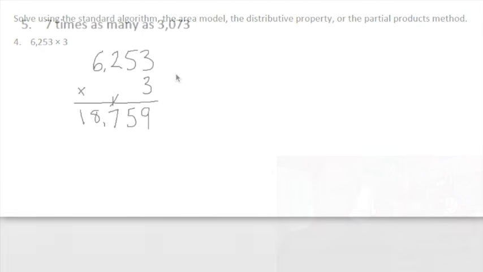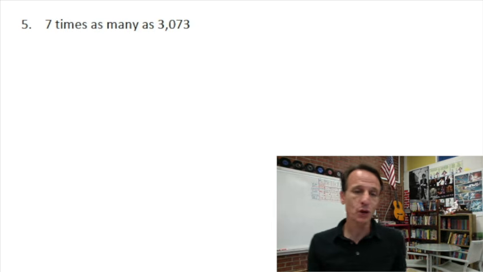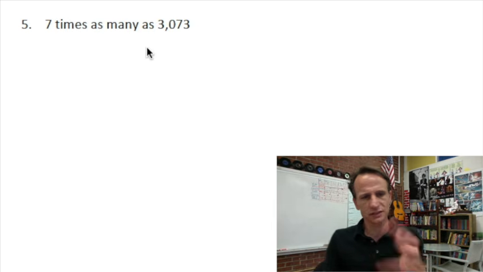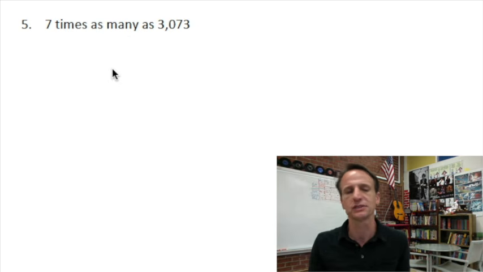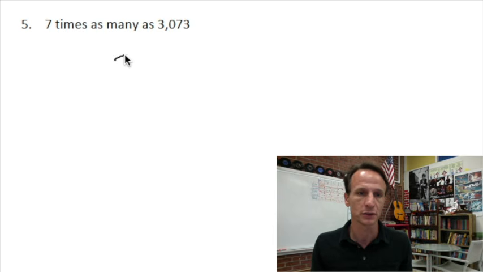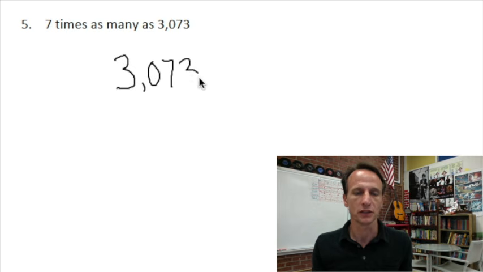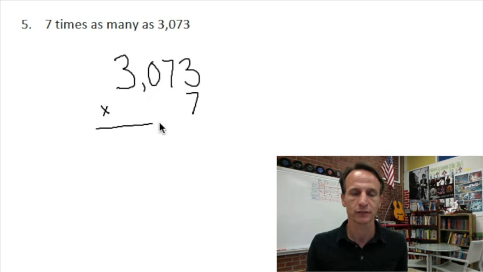All right, number 5. Same old dealio here. There's a 0 in this number, so we have to pay attention to that, but it's not tricky or anything. I'm going to go with standard algorithm because ultimately that's our goal here. We're doing 7 times as many as 3,073. It's customary and useful to write the larger number on top vertically and make sure we place the 7 in the ones place for that factor.